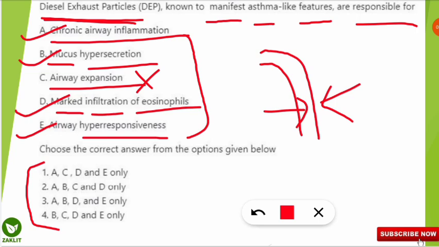It is hyper responsive. So A, B, D, E are correct, and C is the wrong thing, which is not from the diesel exhaust particles. That means option number 3 will be correct: A, B, D, and E only are the correct options. So let's move to the next question.